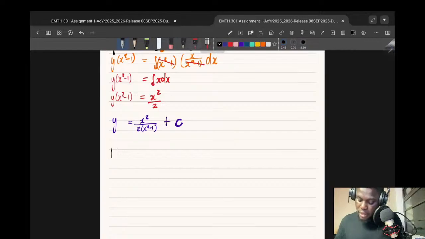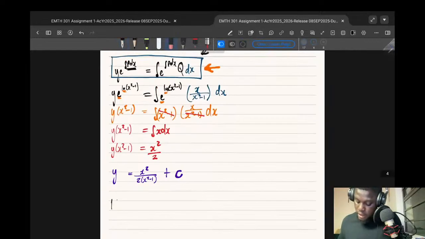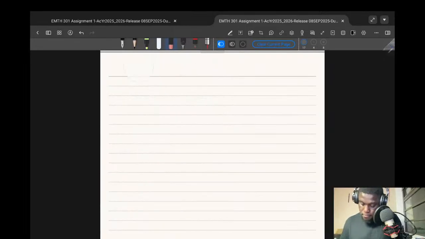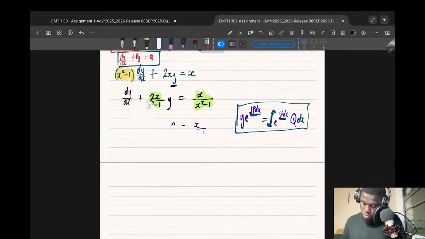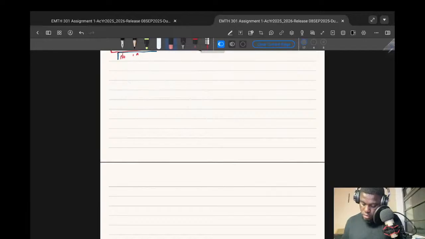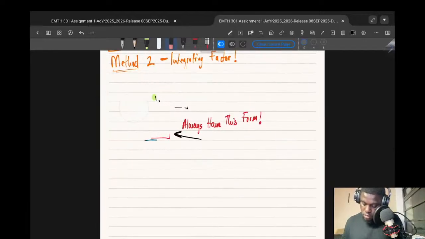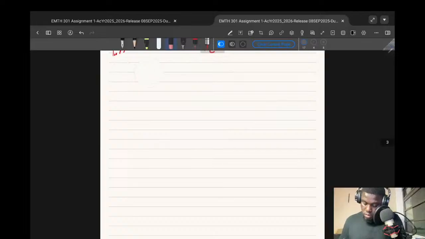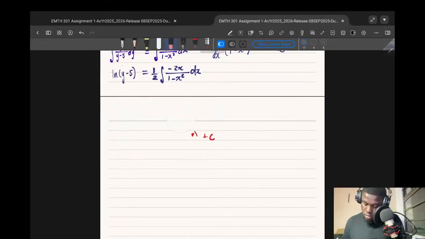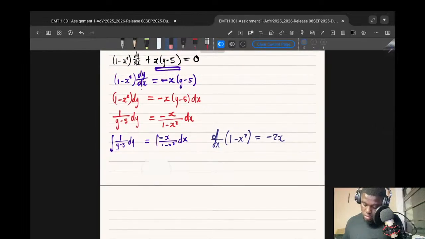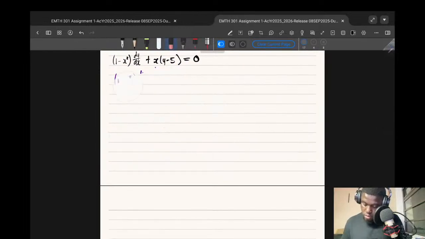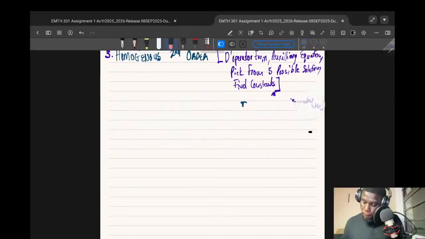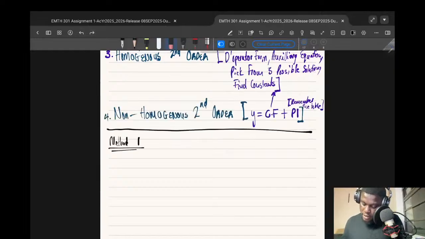Let me take a very big eraser so that I don't waste time erasing. Then I'm just going to go. I don't have to erase this part.